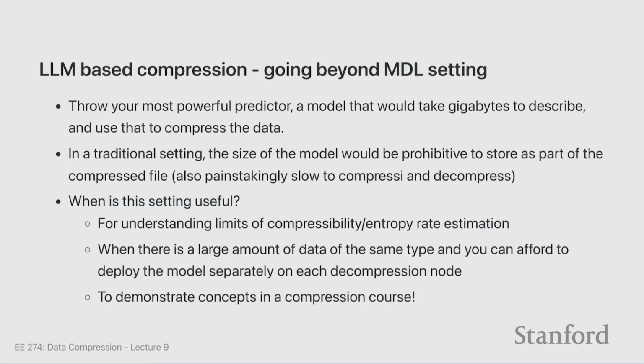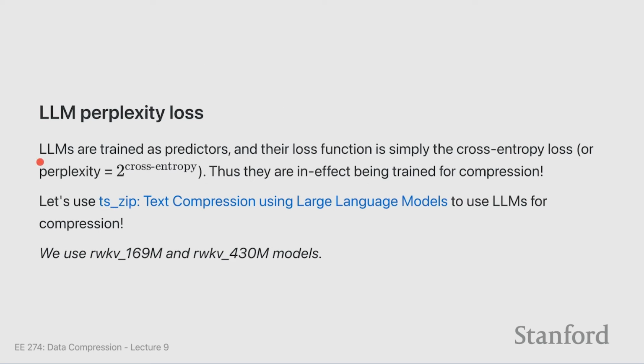Right, so the basic model is simple, right? A predictor gives you a compressor, via log loss. If you think of LLMs as trained predictors, their loss function is the cross entropy loss, or 2 to the power of the cross entropy loss. So in effect, they are becoming compressors. They are actually compressors.